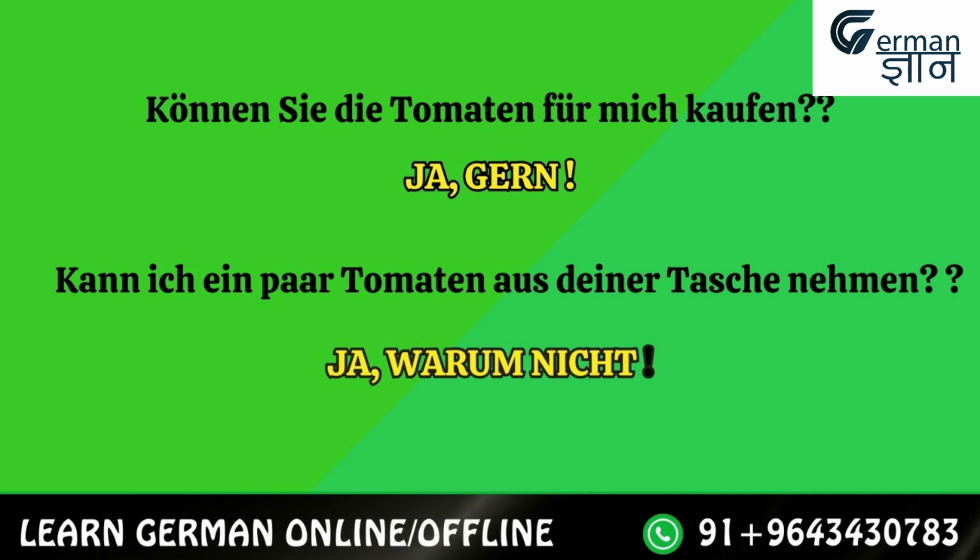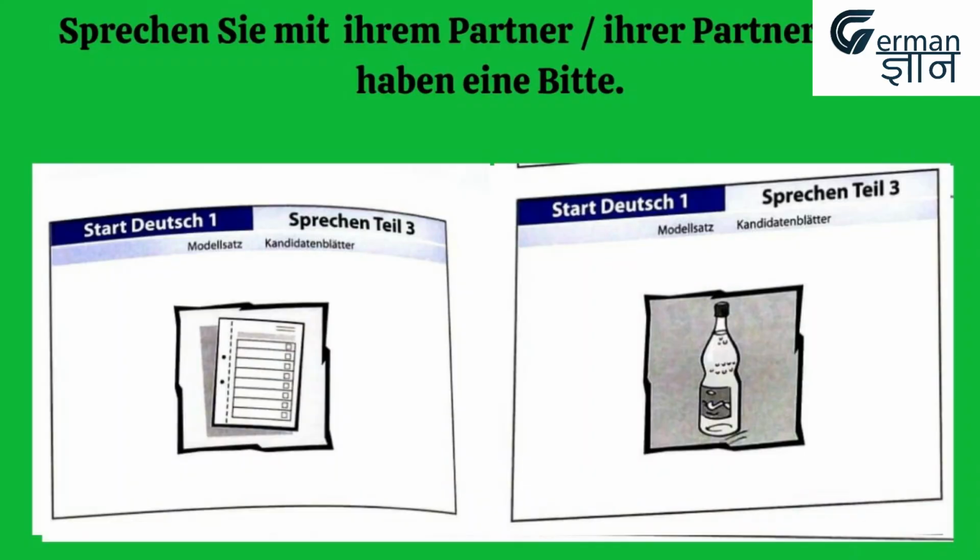For example, können Sie die Tomaten für mich kaufen? For which you can answer, ja, gern. Or you can ask another question. For example, kann ich ein paar Tomaten aus deiner Tasche nehmen? And for this you can answer, ja, warum nicht? Now these cards are for you. Try to frame your own sentences and discuss them with your friends.